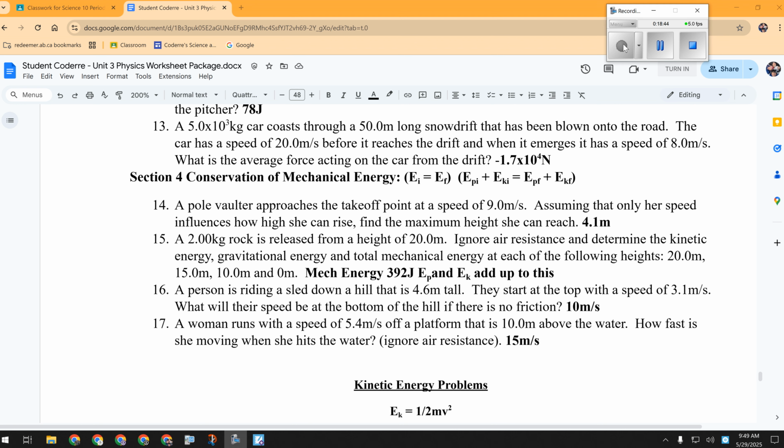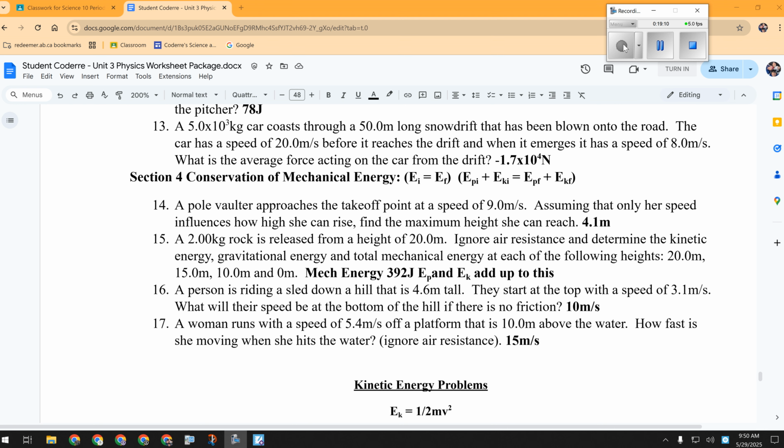Identify that. All right, so if we're looking at number 13, this car is coasting through a 50-meter long snowdrift that has been blown onto the road. The car starts at 20 meters per second before it reaches the drift, and then it emerges at a speed of 8 meters per second. Did anything other than kinetic energy change in this question? And if you're going to slow something down, does that require work?